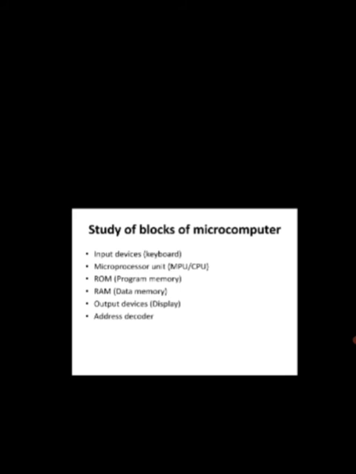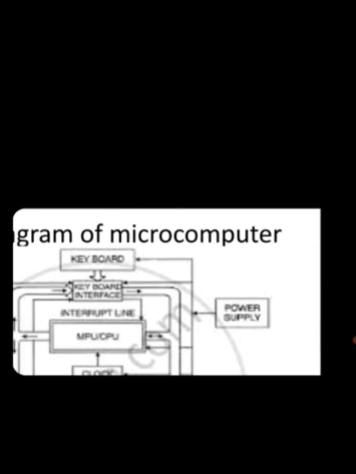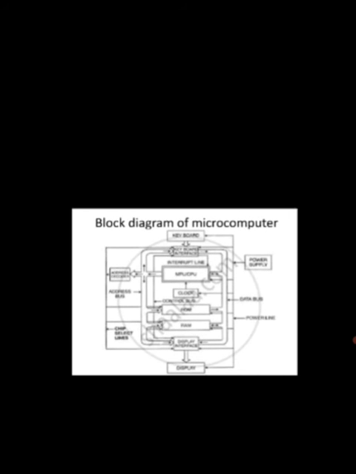The next block is the microprocessor unit. So you can see below the interrupt line there is a microprocessor unit, or the CPU, that is the central processing unit. This is the main part of the system, like the brain of a human being. Data is processed and required control signals are generated to control the system. The whole processing and data flow is done with the MPU chip, that is the microprocessor unit.